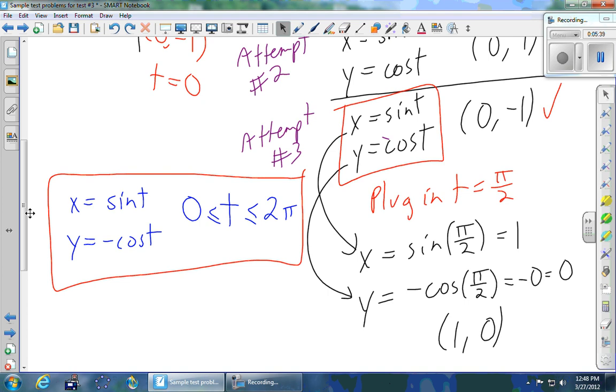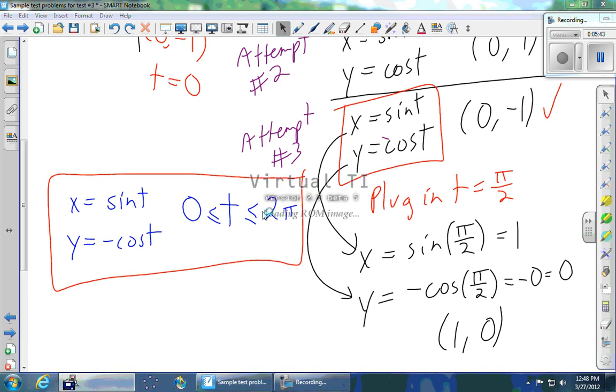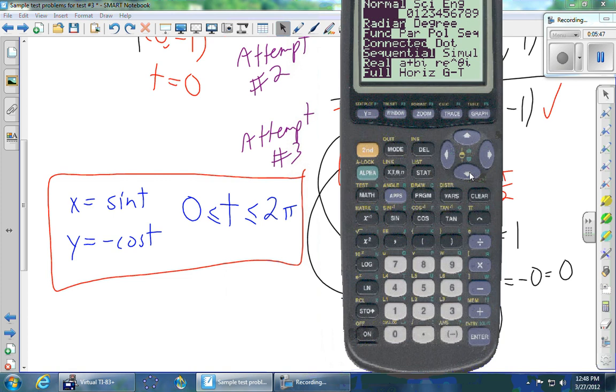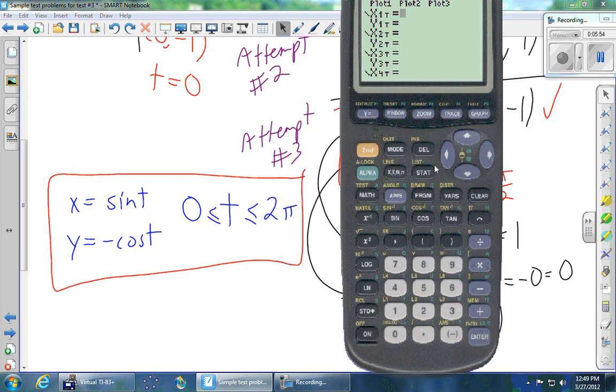And of course, with the parameterization stuff, you're welcome to check your answer on the calculator. So we'll go ahead and go into the mode first and go down to right here, and we'll change it to parametric. We'll go into y equals. We're going to type in our two things, sine of t and negative cosine of t. And once we've got that in there, we're going to go to the window. It feels like 0 to 2 pi, that's what we're saying. We should trace out one complete revolution.